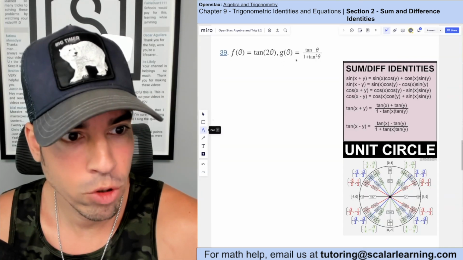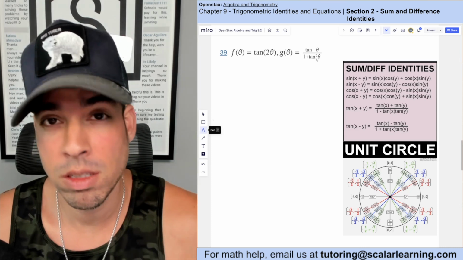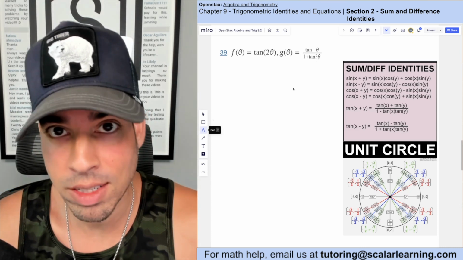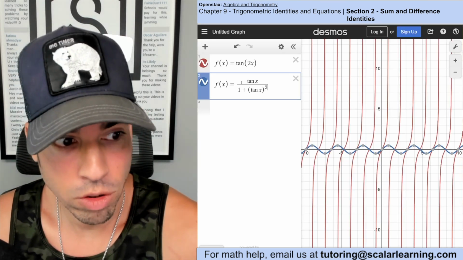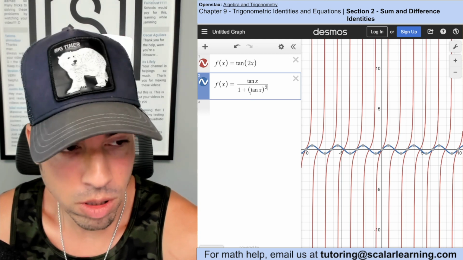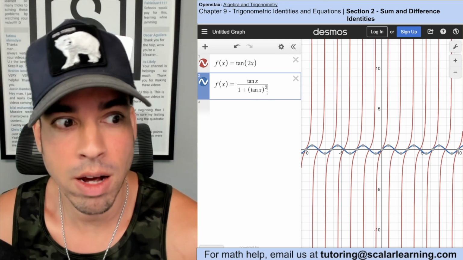So for this question, our first objective is to graph both of these and see if they're equivalent. So let's do that now in Desmos. So here we have the two functions. They're clearly not identical. They're clearly not the same. So let's figure out how to get the same.